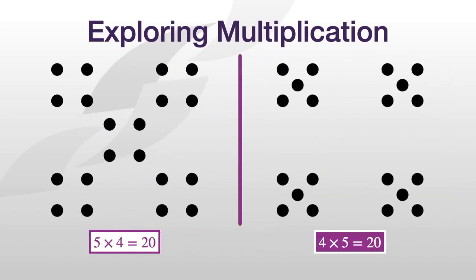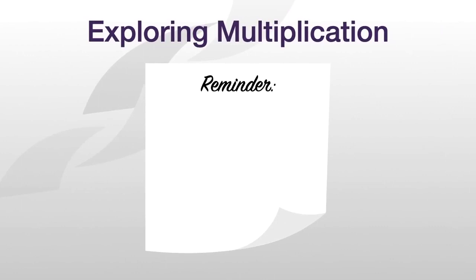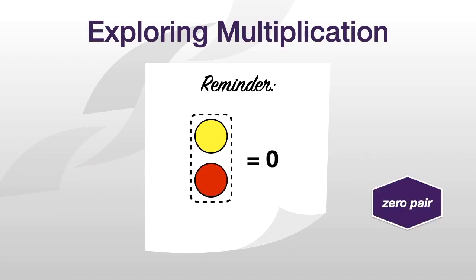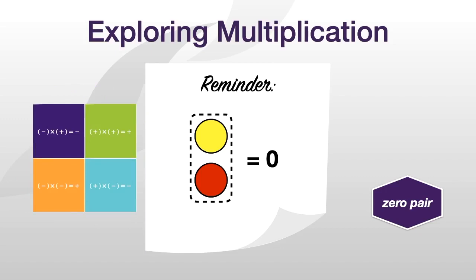In the first video, we represented integers using two-color counters and number lines. A couple of quick reminders from the first video. One yellow counter represents positive 1, and one red counter represents negative 1. Joining a positive yellow counter with a negative red counter makes a zero pair. We'll use these tools to make sense of what we discovered earlier through patterns, starting with multiplying two positive integers.